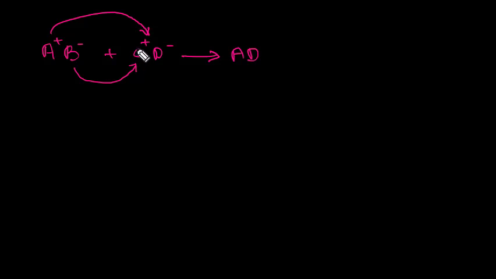B negative will combine with C positive, and positive will always come in the front. So it will be CD because it is C plus. Here you can see that this is A plus, B minus. Here it is C plus. Sorry, this is not D. This is D negative. Okay, so here you can see that double displacement is taking place.